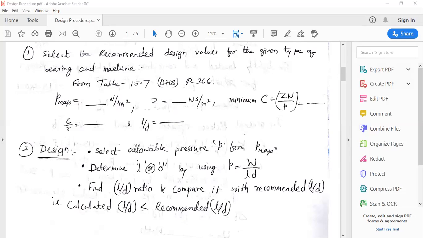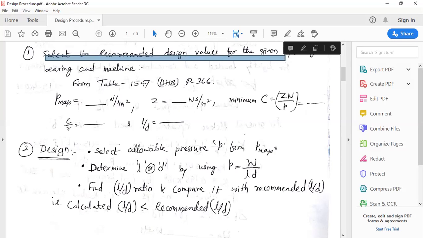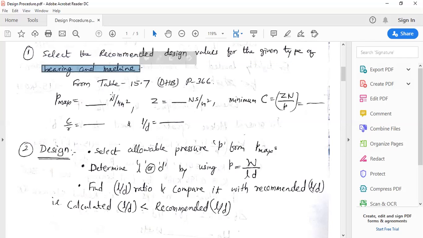There are two cases that we will come across while solving problems, which we will discuss. Now let us consider the general procedure itself. In the first step, we have to select the recommended values for the given type of bearing and machine. The bearing is either a main bearing, wrist pin bearing, or crank pin bearing, and the machine may be a centrifugal pump, a reciprocating pump, a steam turbine, or any other machine.